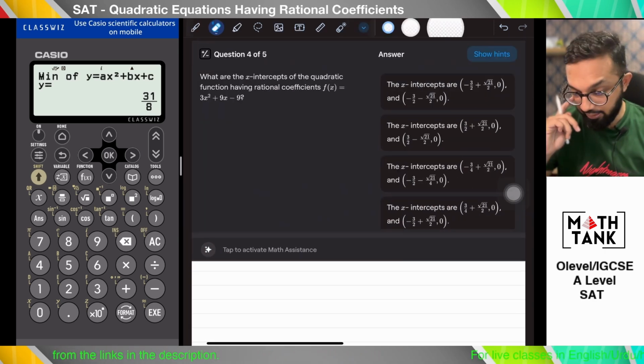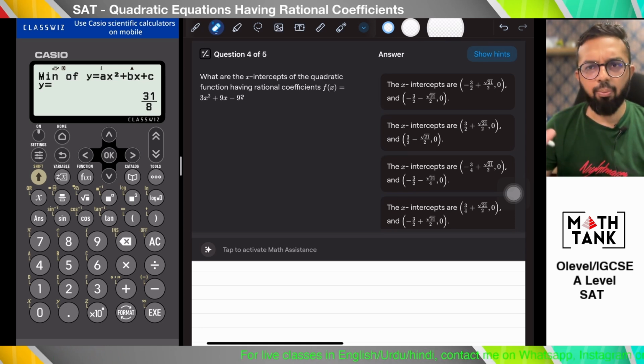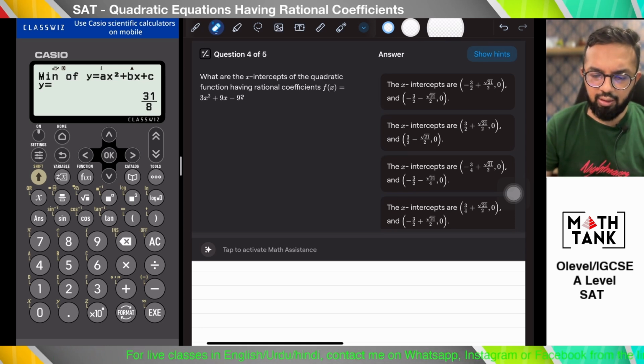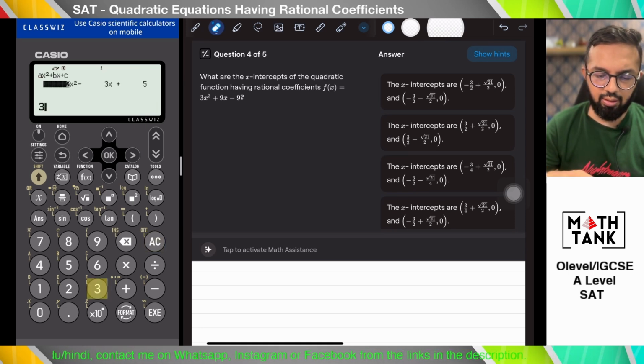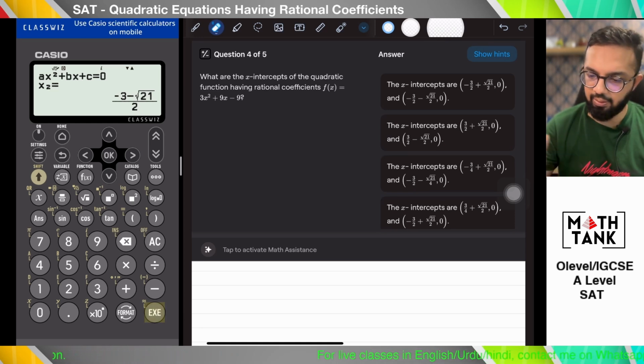These are hard questions. Remember that. That's the reason that they are there in the very complicated expressions as well. What are the x-intercepts of the quadratic having rational coefficients? Okay. X-intercepts is also equal to 0, so I'm just going to use this as a quadratic equation in my calculator and see which one fits. I think the first one fits. Minus 3 over 2. Yeah.